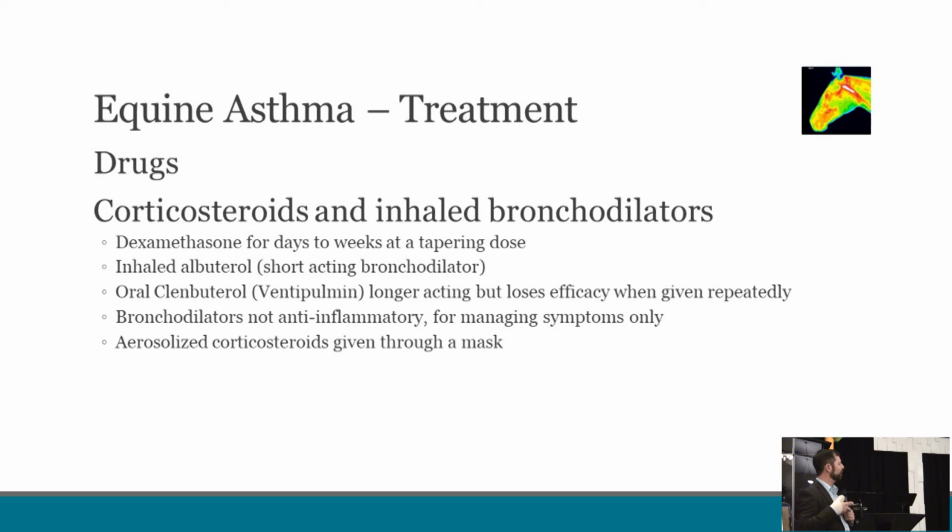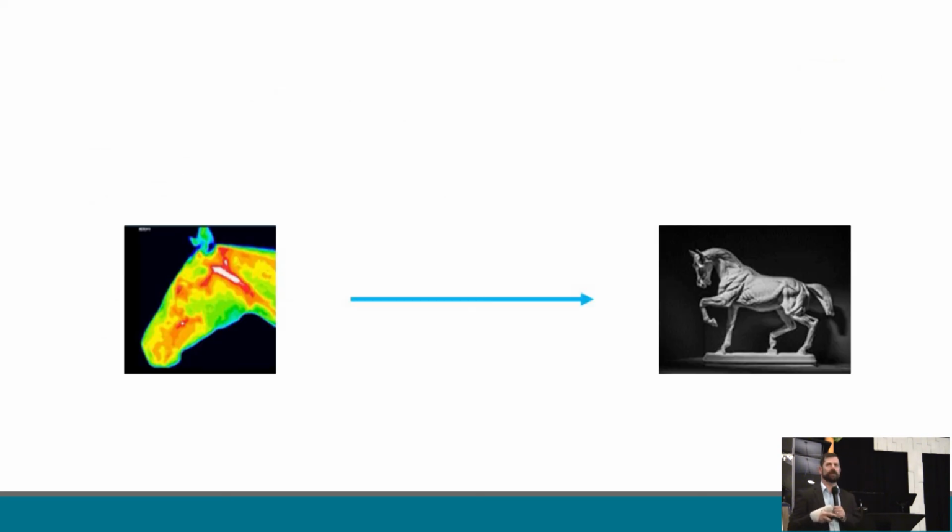It's also really important to note that a bronchodilator is not an anti-inflammatory, so it's really only managing the symptoms of the disease, okay? And in extreme cases, we can use aerosolized corticosteroids, also given through a mask. So that's it for inflammatory, and we're going to finish this talk on anatomic and physiologic conditions.